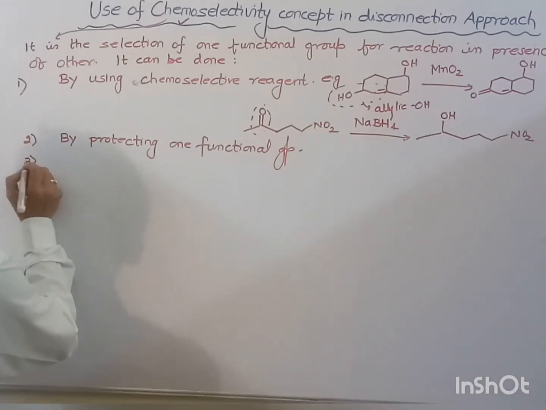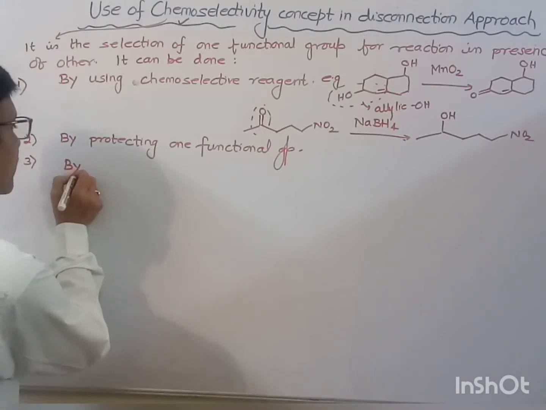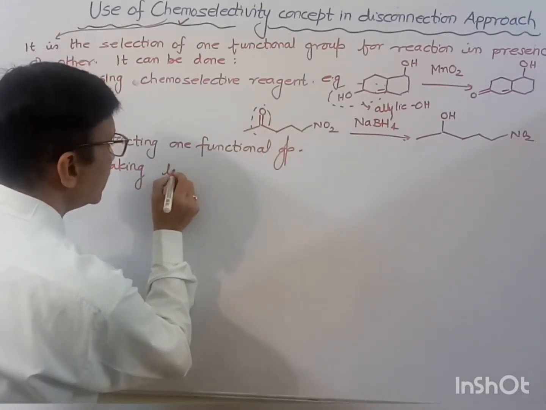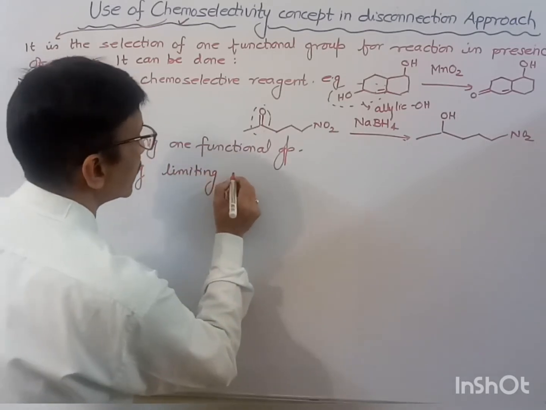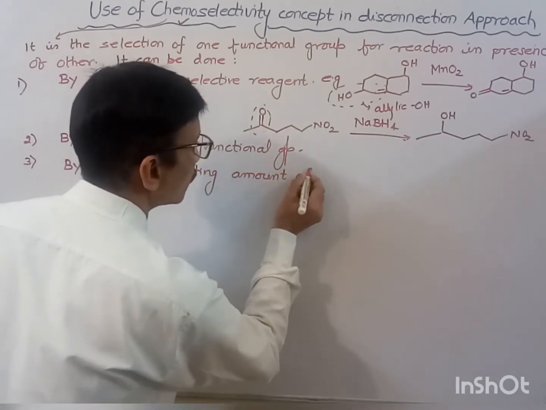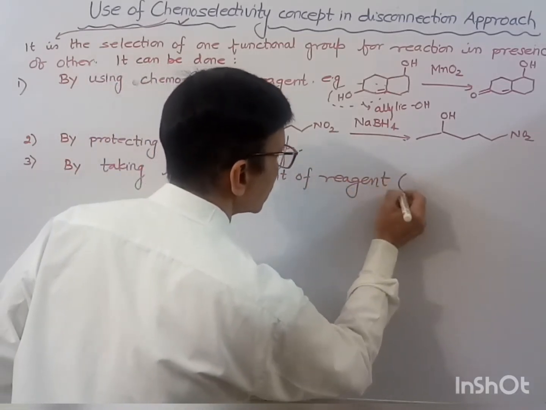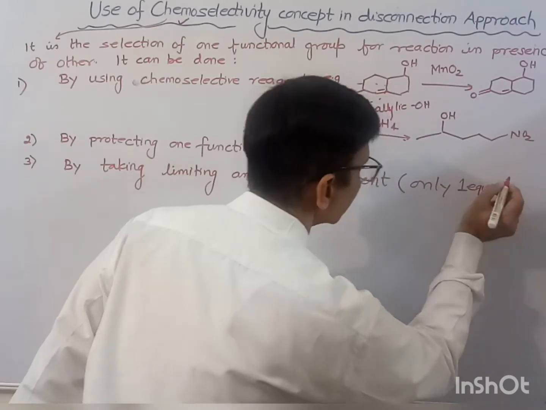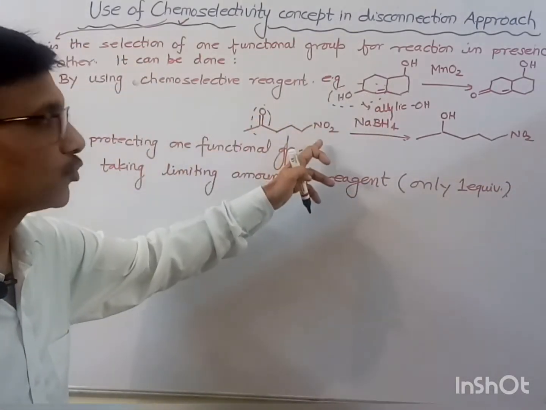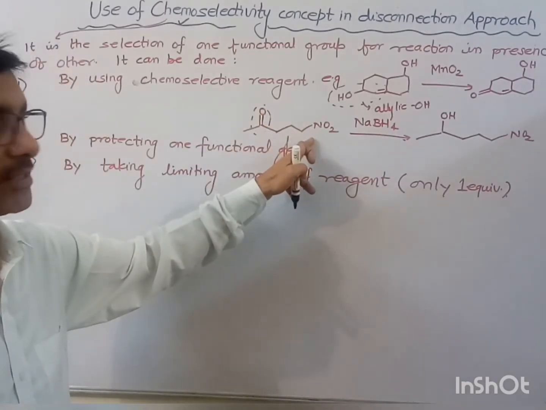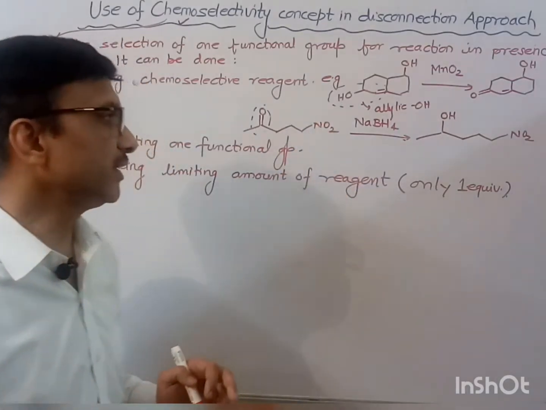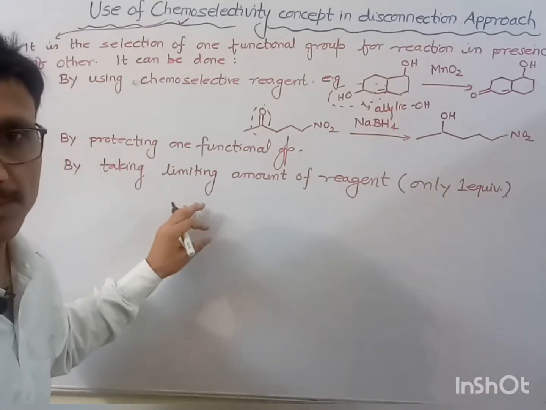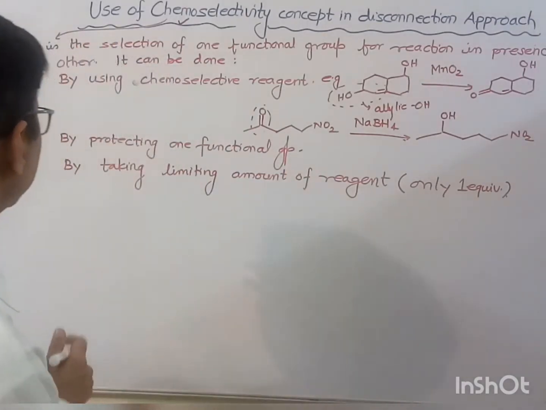Now the third one we can do by taking a limiting amount of reagent, means only one equivalent of reagent is taken. Suppose if both of the functional groups are to be reacted, then it will require two equivalents of reagent. Now if we take one equivalent of reagent, then only one functional group can be reacted. But it needs some conditions that we will discuss in a coming time.